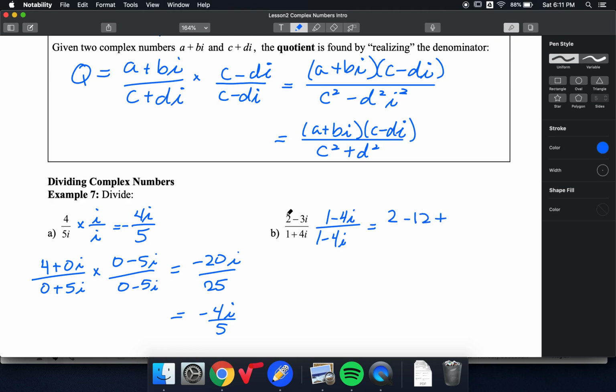And now my imaginary bits, I'm going to have negative 8i. And then I'm going to have negative 3i. In the denominator, I'm going to end up with 1 minus 16i squared. Of course, that's going to become 1 plus 16. So collecting like terms, negative 10 minus 11i over 17.